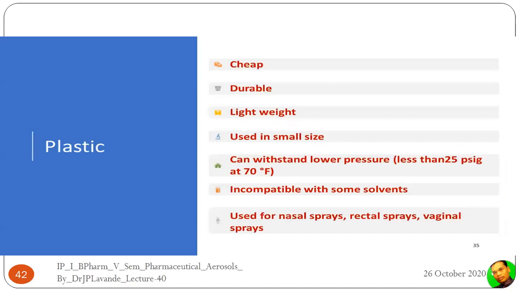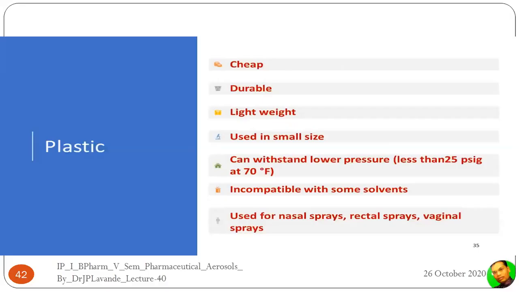Now, for the use of plastic as a container system, these are cheap, durable, light in weight, and are going to be used in case of small sizes. They can withstand lower pressure, that is less than 25 psig at 70 degrees Fahrenheit, and these are incompatible with some of the solvents. They are going to be used for nasal sprays, rectal sprays, and vaginal sprays. So all these are the different containers that are going to be used for the aerosol systems.